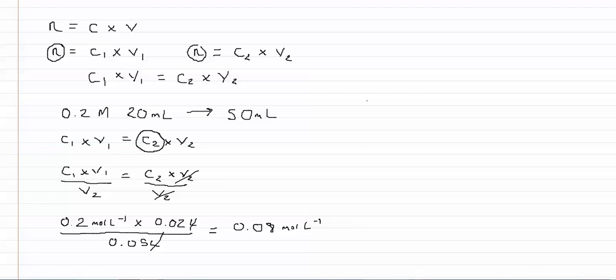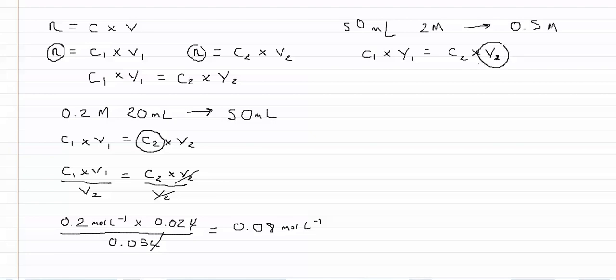Now let's take another example and say we have a solution. So we have a 50 mL solution this time with a concentration of 2 molar. And we want to dilute it to a new concentration of 0.5 molar. So the question is, how much water do we need to add to the solution to dilute it from 2 molar to 0.5 molar? So then we come back again to our expression. C1 times V1 equals C2 times V2. And this time our unknown quantity is the final volume, V2. So again we rearrange, this time dividing through by C2.